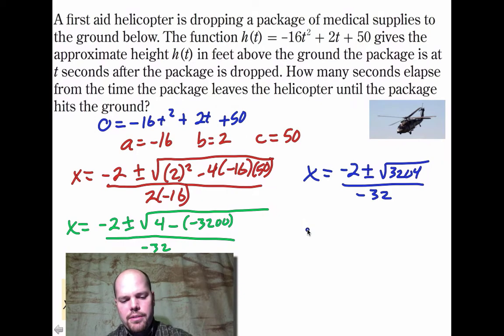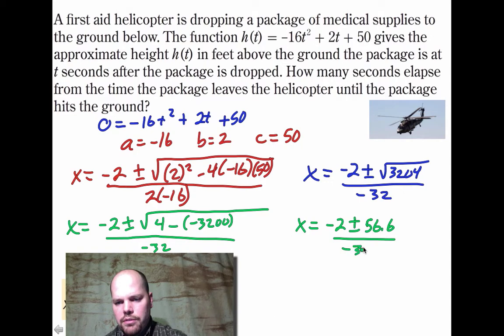And if I divide those out, or if I get an approximation for the square root of 3204, that's going to be about negative 2 plus or minus, the square root of 3204 is about 56.6, all over negative 32. And I'm going to approximate that. So this is approximate also. Approximately, you get negative 1.7 when you subtract the 2, and you get about 1.83 when you add.